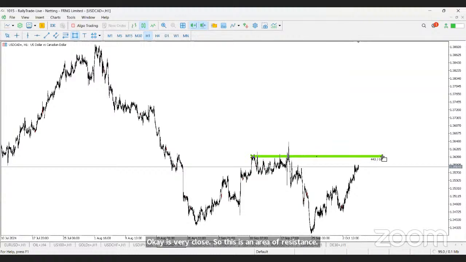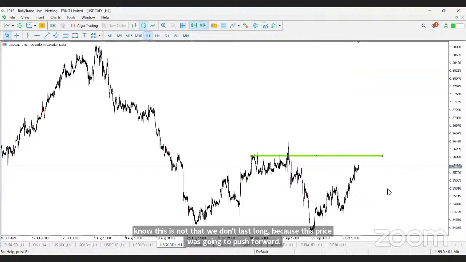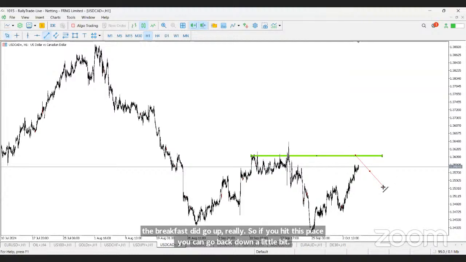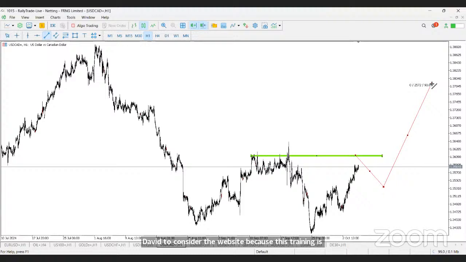Of course, you can place a sell. Now that sell may not last long because this price will continue to push forward. But then it will most likely go back to a recent support. Then it can go up finally, but the price can still go up really. So if you hit this place, you can go back down a little bit. Then it will continue that movement to the upside because this trend is going to go up right now. So it's going to continue in the normal direction. That's the basis, right?